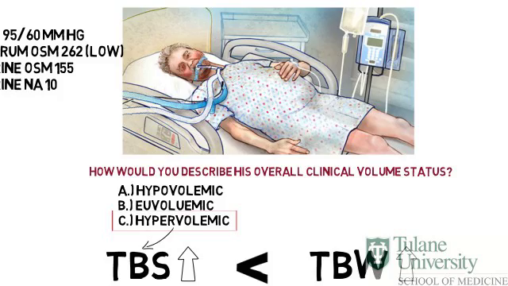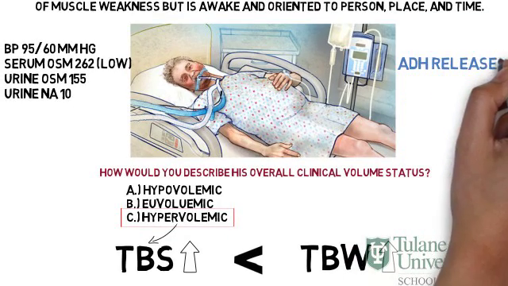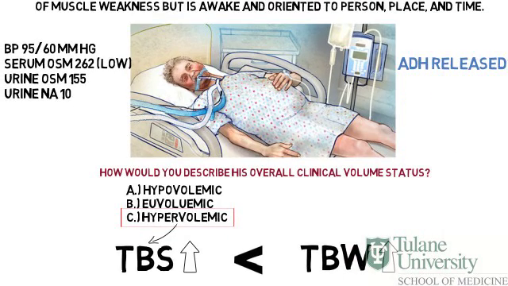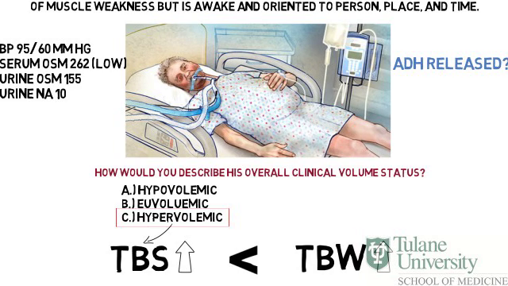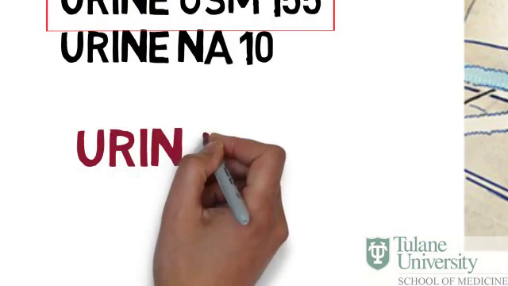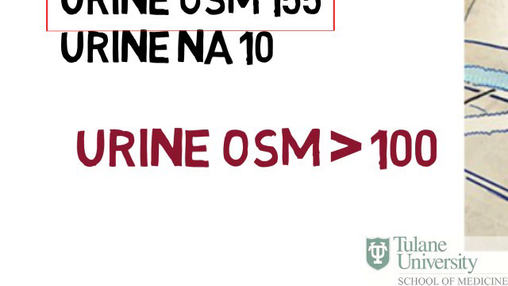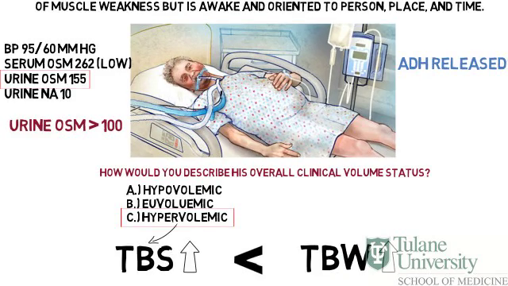Next, the question is, is ADH being released? And we can look at his urine osms to see that. So anytime you see urine osms that are greater than 100, we can assume that ADH is being released, and that water is being absorbed as we're able to concentrate the urine.